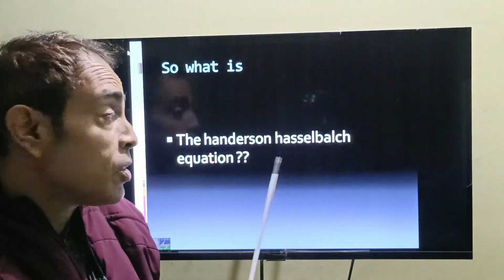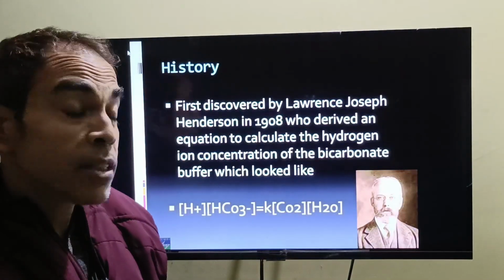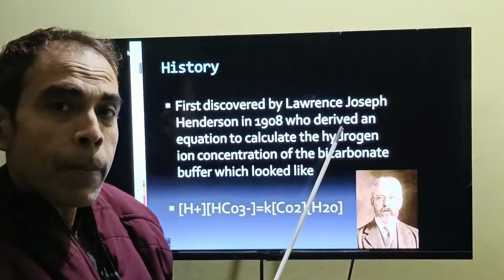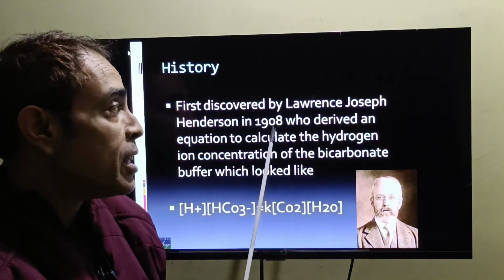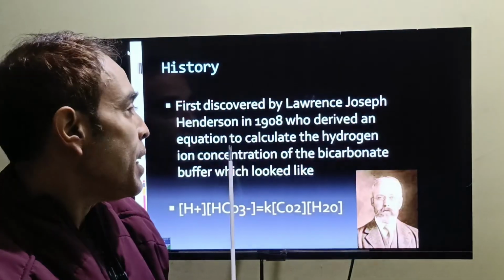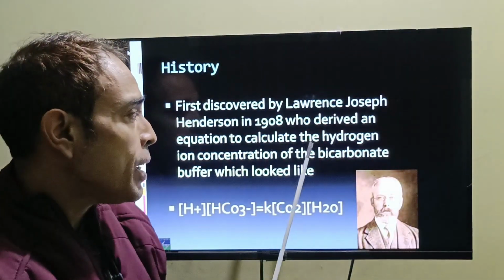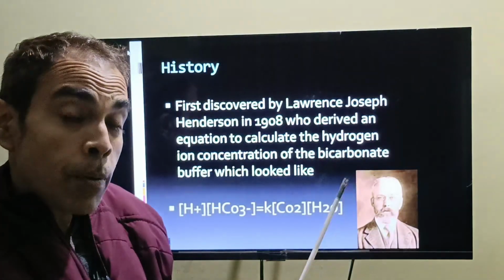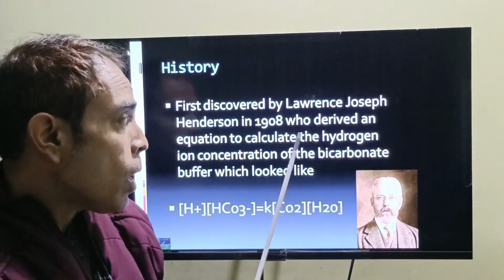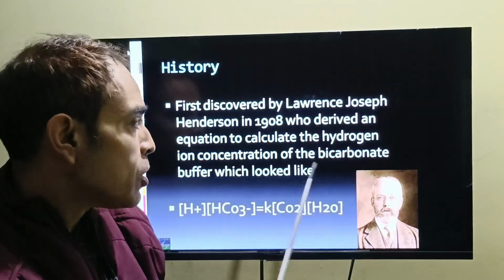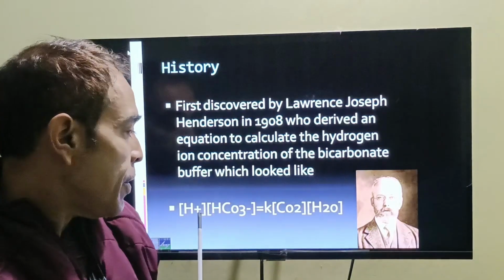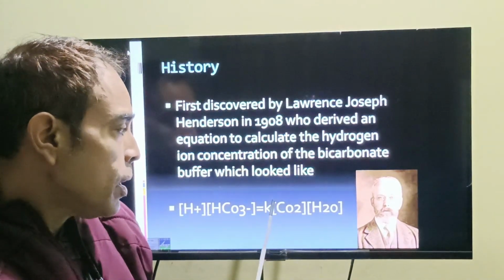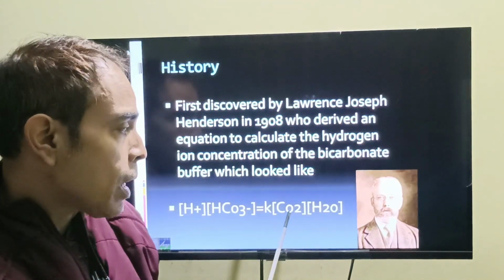So what is the Henderson Hasselbalch equation all about? That is the discussion of today's talk. The history is that it was first discovered by Lawrence Joseph Henderson in 1908, who derived an equation to calculate the hydrogen ion concentration of the bicarbonate buffer system. We'll talk about the bicarbonate buffer in subsequent classes. The equation looks like this: hydrogen ion times bicarbonate ion is equal to the dissociation constant K times carbon dioxide and water.